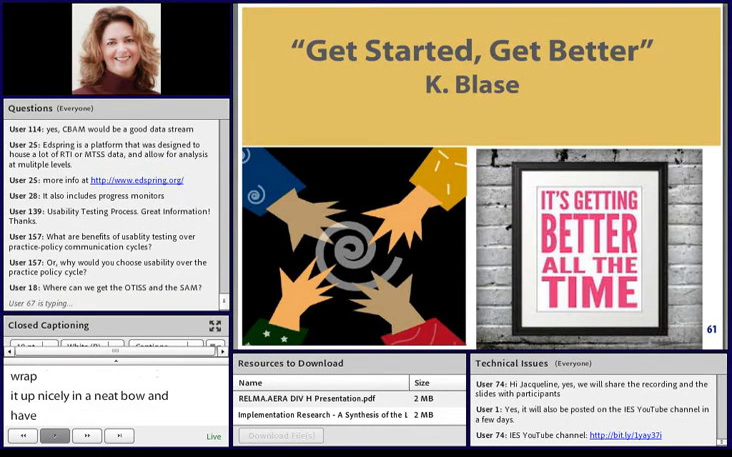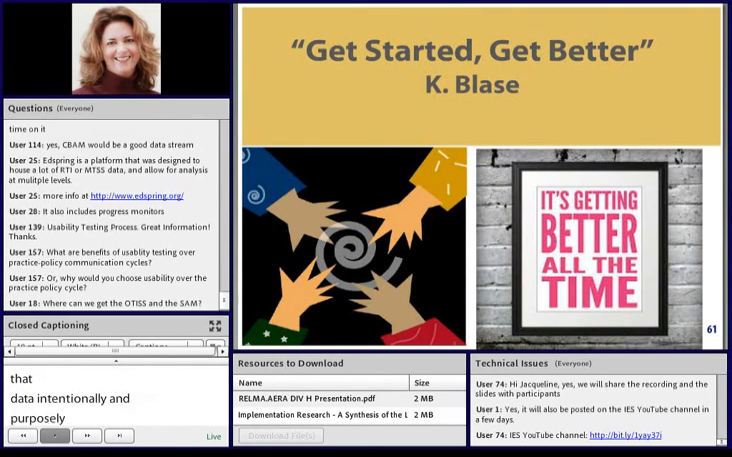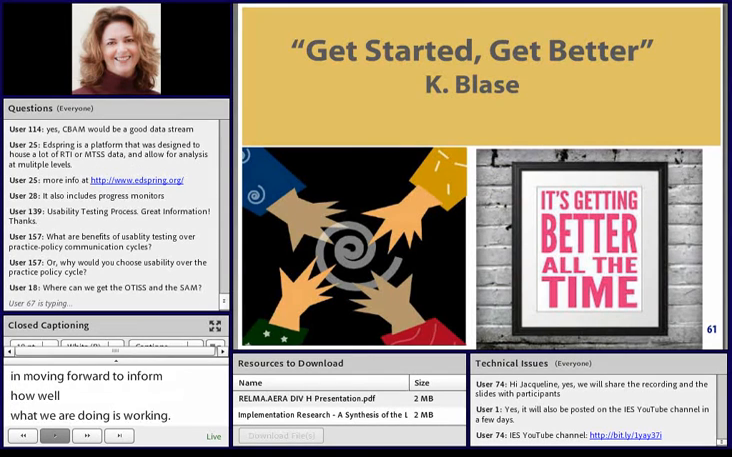That's unrealistic. We need to get data flowing sooner rather than later, and using that data intentionally and purposely moving forward to inform how well what we're doing is working. This gets messy for evaluation work. It's not clean cut and dry, but it is very powerful in informing and helping us identify what's working and what's not working in terms of looking at that implementation data and helping us interpret the outcomes as we move forward.